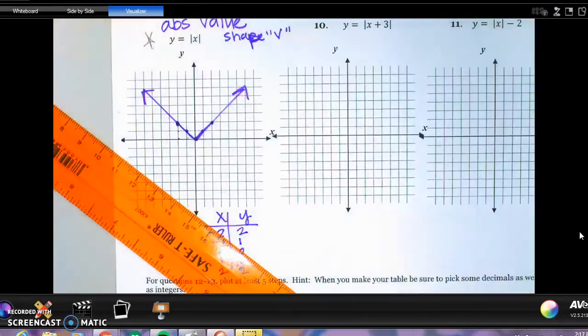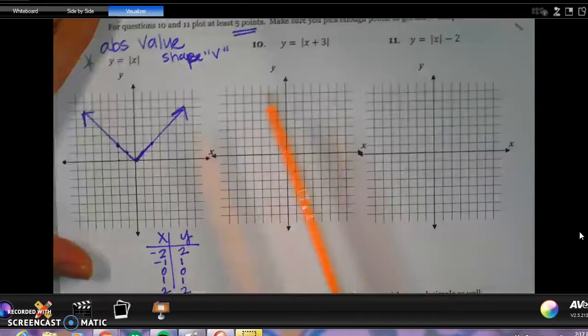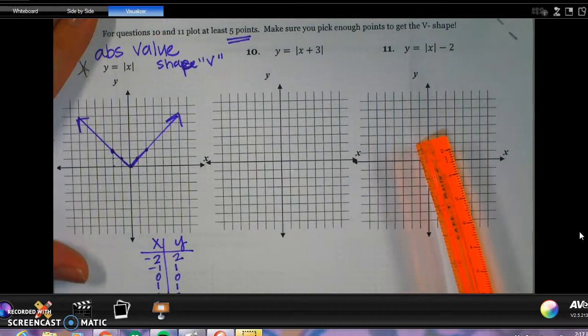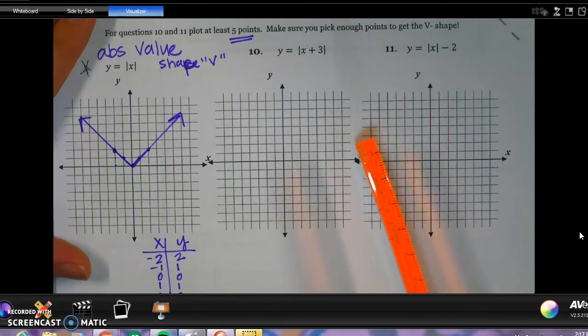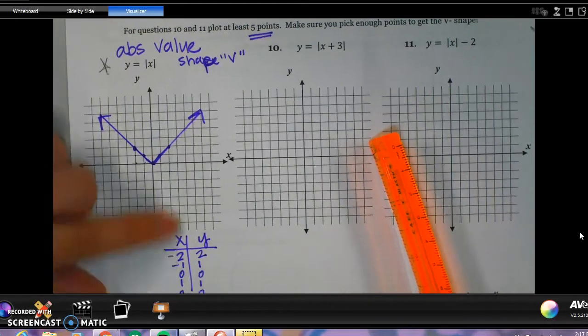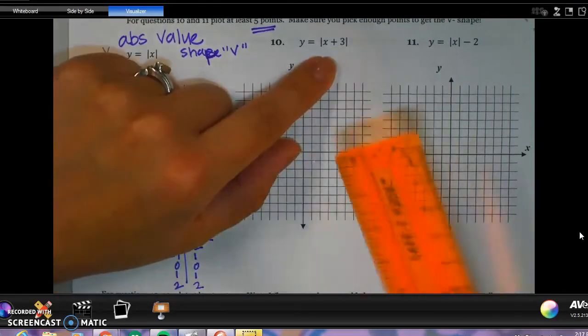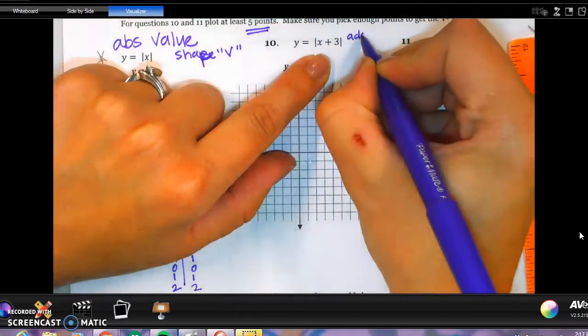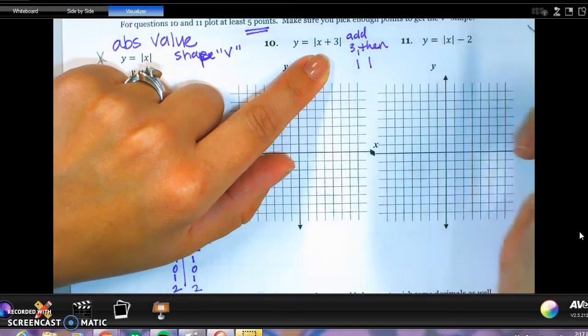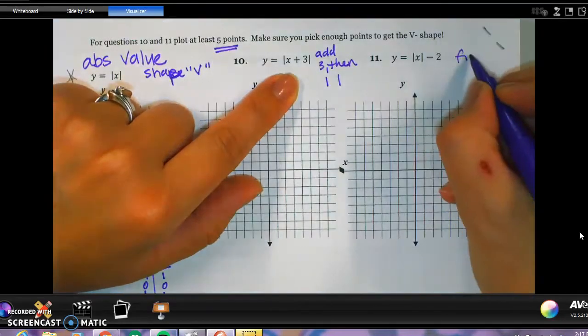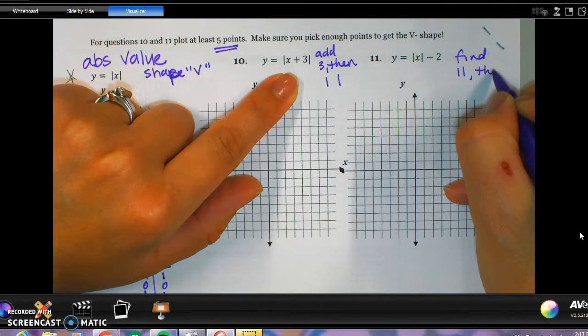Okay, so absolute value. So when you do these two, if you don't see it turning around, make sure you add some more points to your table. You might have to add more points up and down in your x direction. This one means add 3, then find the absolute value. Okay? This one means find the absolute value, then subtract 2.